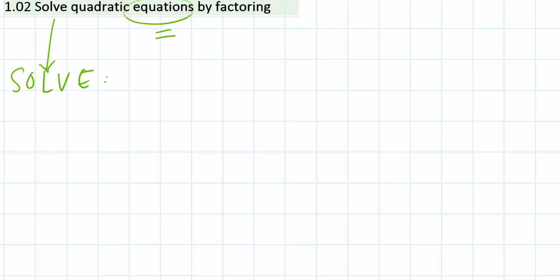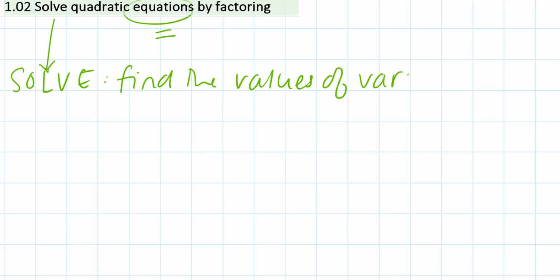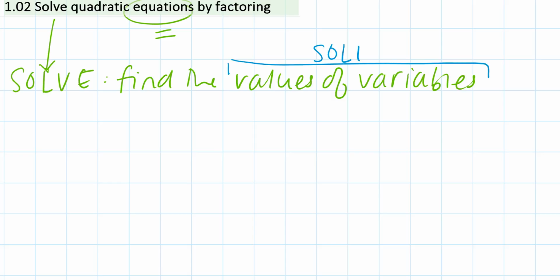To solve means to find the values of the variable. These values of the variable are called solutions. So today we want to find solutions. That means values of the variable that make the equation true.